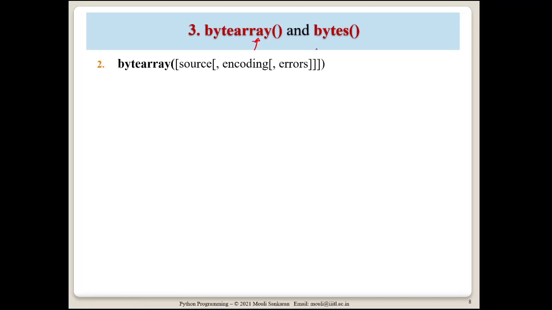There's a subtle difference between these two. This is immutable, whatever it returns. This is mutable. Okay. Now, why are we talking about this bytes and byte array? Let me give an idea behind it.